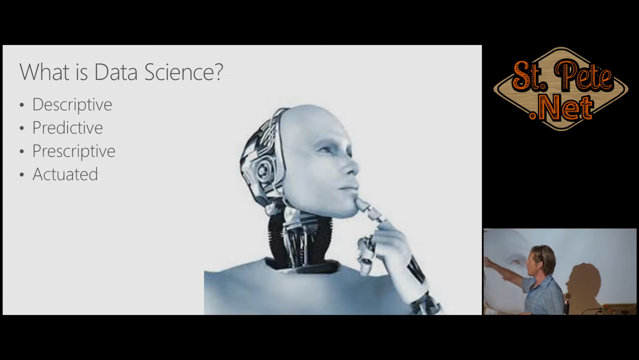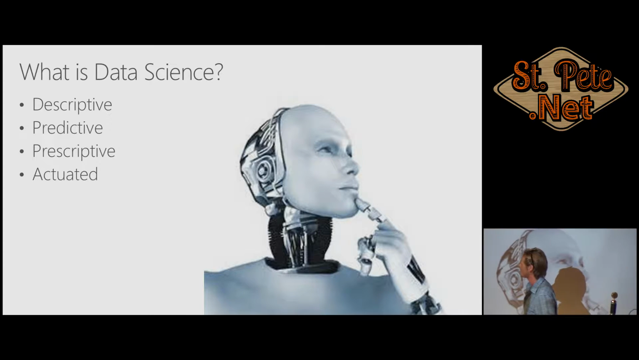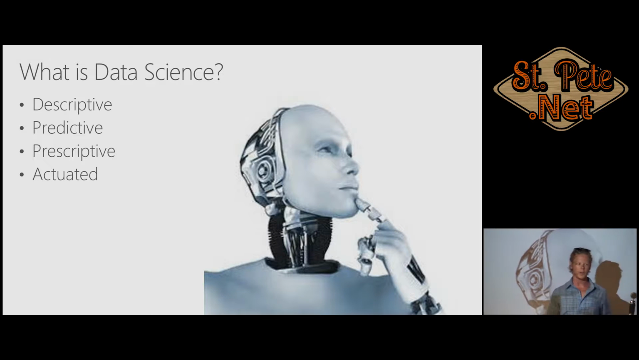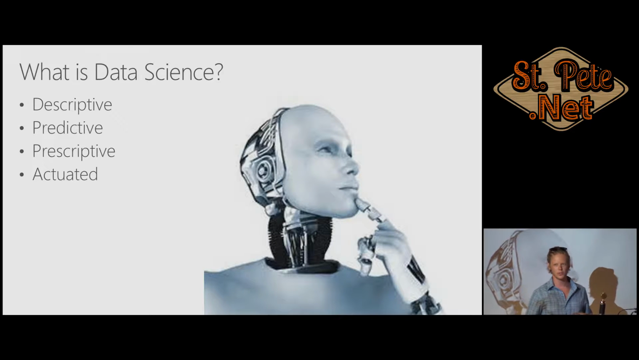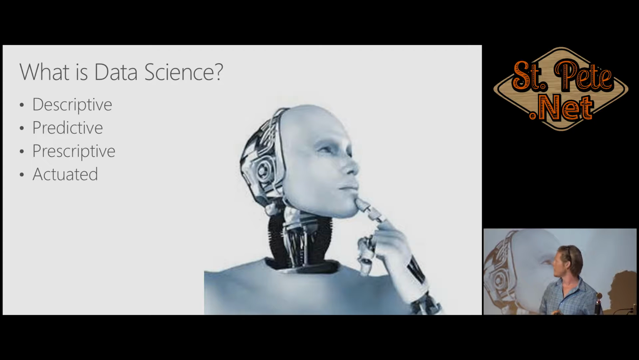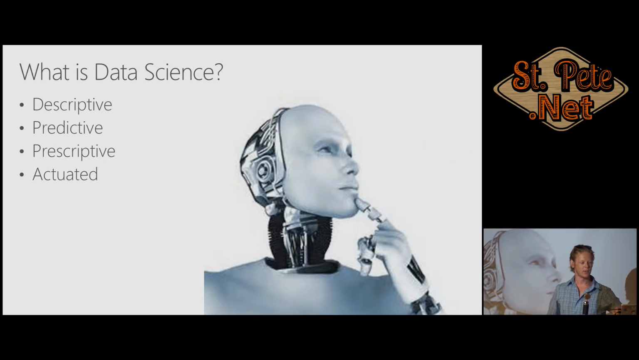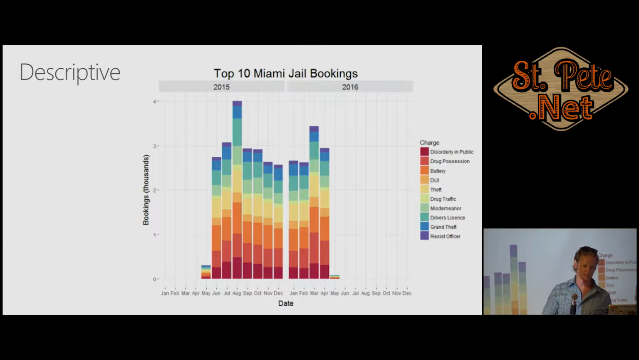And we start off with a descriptive analytics followed by predictive, prescriptive, and actuated. When I encounter these 4 things, it's usually in that order. We have to have step 1 before we make it to step 2, then we have to have step 2 before we go to step 3, and before we get to step 4, we have to have 1, 2, and 3. So here's a couple of slides on what those are.